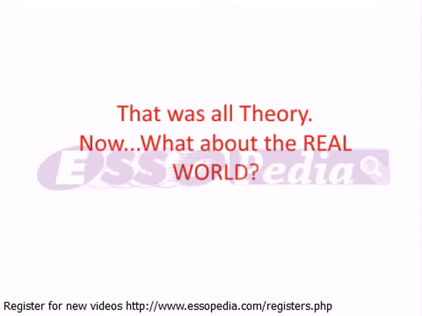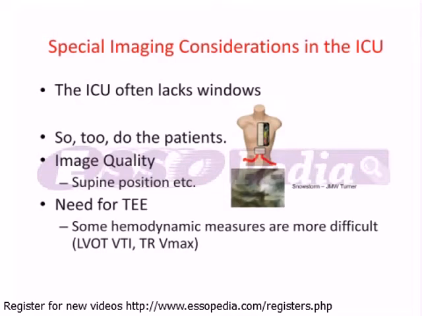Unfortunately, there are significant special imaging considerations in the intensive care unit. The intensive care unit often lacks windows, and so too do the patients. Usually when you have to echo someone who's recently had cardiac surgery, they have dressings in the midline, they have dressings in the epigastric area, and you often get one little window to stick your probe in. Image quality is also usually problematic because the patient is usually supine, and it's, again, difficult to get good windows because there's significant lung tissue between the thorax and the heart.